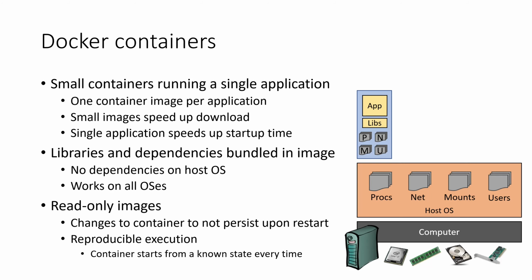And finally, a Docker container image is read-only. Even though the application can write to the disk inside the container, these changes don't persist if the container is restarted. Whenever the container restarts, it starts from the baseline image of that container. So any changes written to the image are lost when the container is restarted. This makes it easy to reproduce the execution of a container. Every time the container runs, because it runs from the same initial state which is configured in the image, the container will run exactly the same every time.